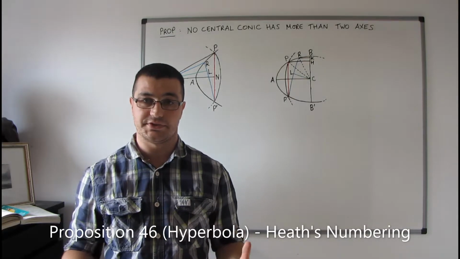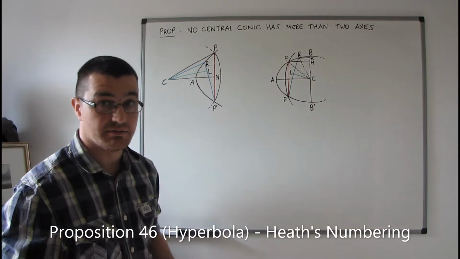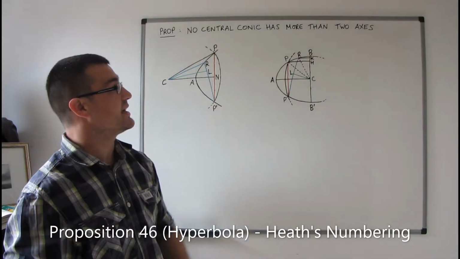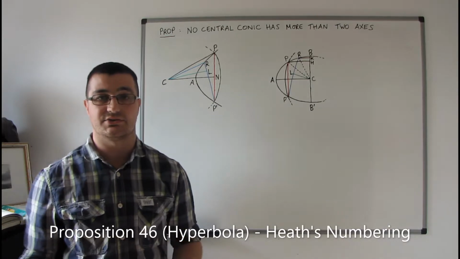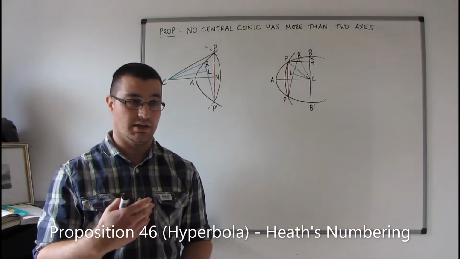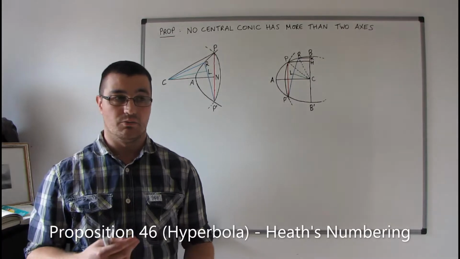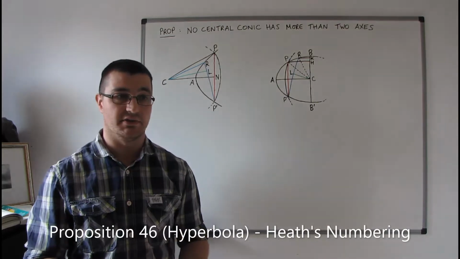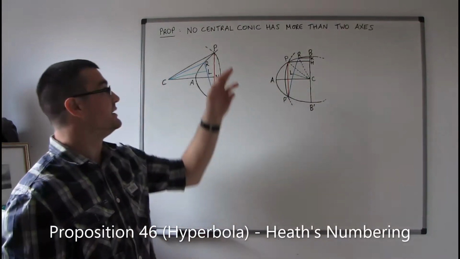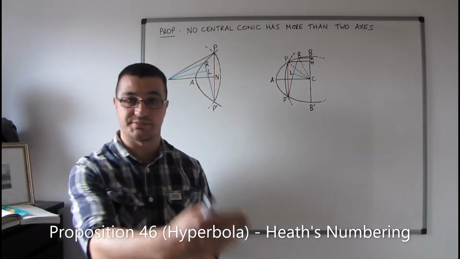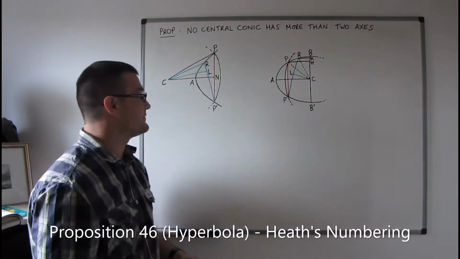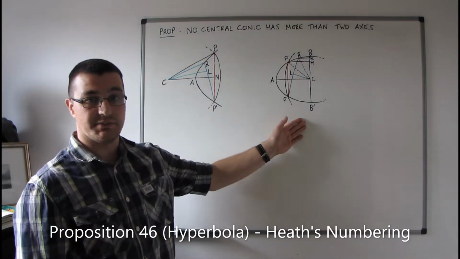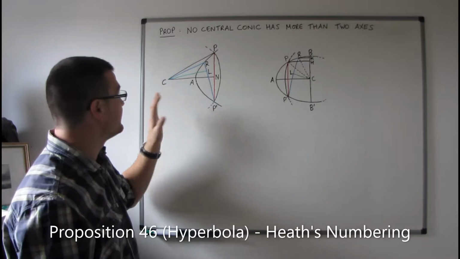So moving on now to proposition 46 in Heath's numbering of Apollonius's work. The proposition states that no central conic has more than 2 axes. When we talk about a central conic, we're talking about a hyperbola or an ellipse. We're not talking about a parabola here, and we're not talking about circles. So it's definitely restricted to hyperbola or ellipse. The phrase central conic refers specifically to those types of section. So we need to consider the 2 cases separately, hyperbola and ellipse. I'm going to concentrate on this just for a few minutes.